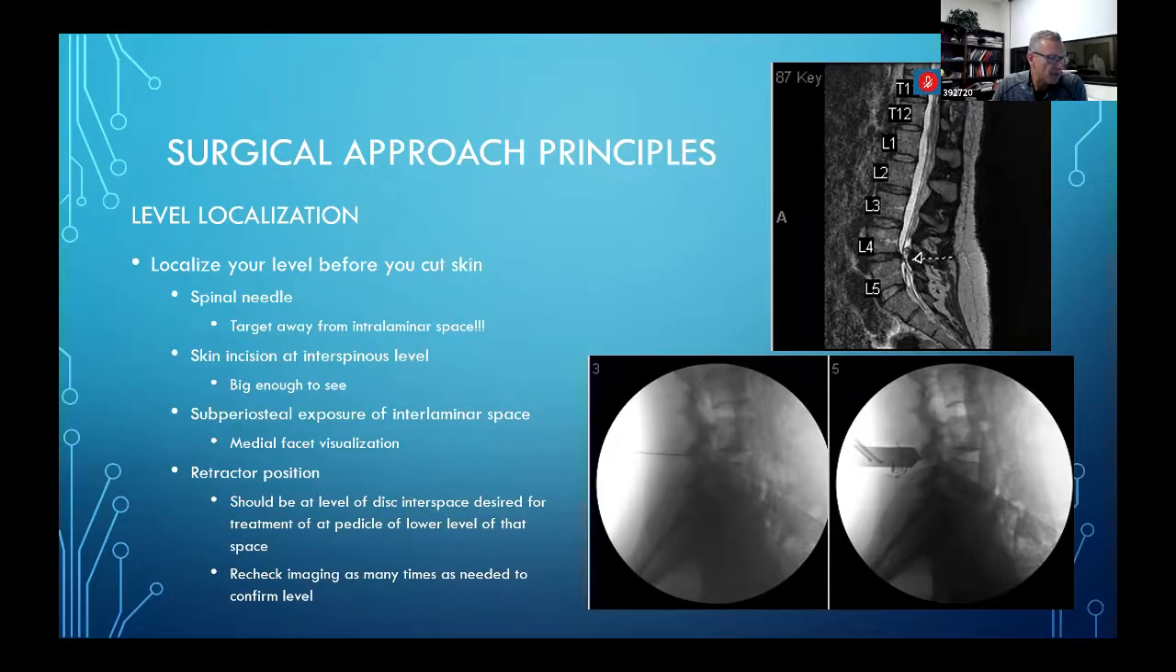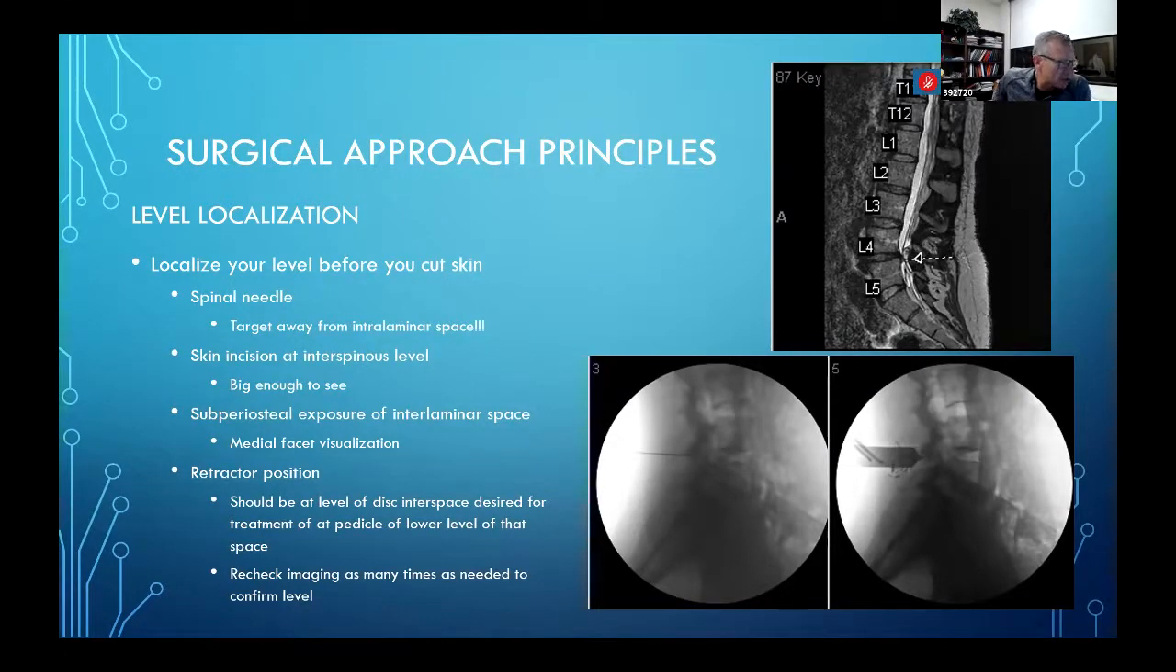If you are above that, let's say this retractor was at the pedicle of L4 and I'm looking at the interlaminar space, I'm actually looking at the L3-4 interlaminar space if I'm at the pedicle of 4. So the retractor, ideally the interlaminar space, is going to be at or just below the disc you want to work at. So it's very disheartening when a patient wakes up, their symptoms are no better, you get their postoperative scan and you've done the wrong level.